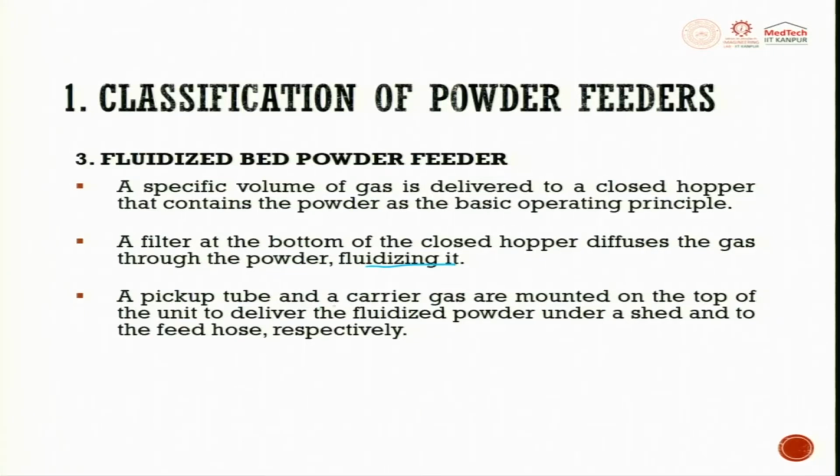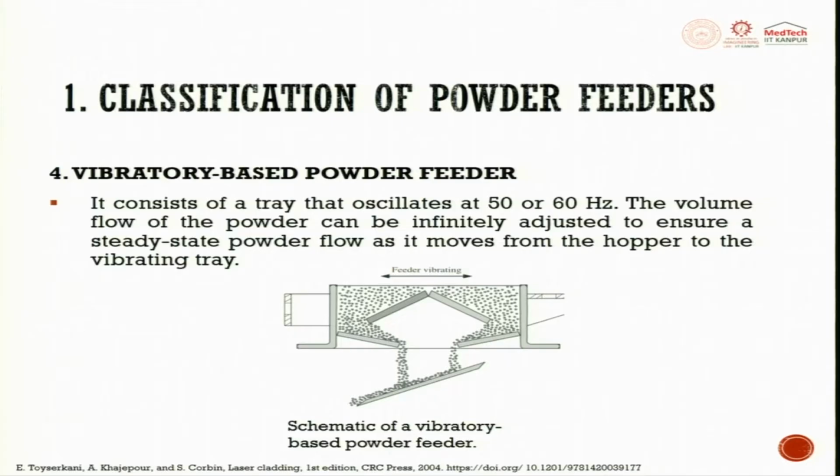A pickup tube and a carrier gas are mounted on the top of the unit to deliver the fluidized powder under a shed and to feed hose respectively. So, this is all about the fluidized bed based powder feeder.